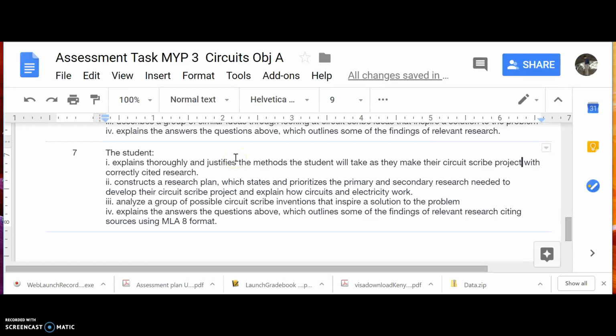So you're not just going through and saying, I found this on this website, and then putting the website there and citing the source, because you didn't actually use it. You didn't justify how it helps you.